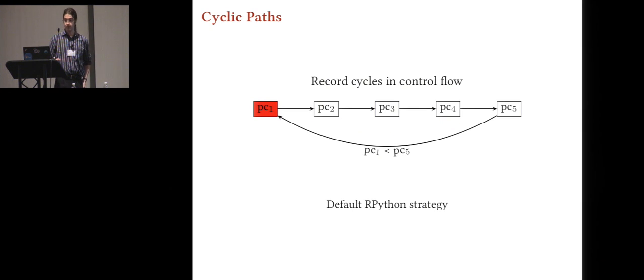So the standard way to go about this in a bytecode VM is to record cycles in your control flow graph. Generally, you find a hot program counter value, start recording, and you just step your program until you end up back at the hot program counter value that initiated tracing. And this is the default strategy in RPython, usually under the restriction that the program counter value you initiate tracing on is the target of backwards branches in your program. So it is just a location in your code that actually looks like the start of a loop.